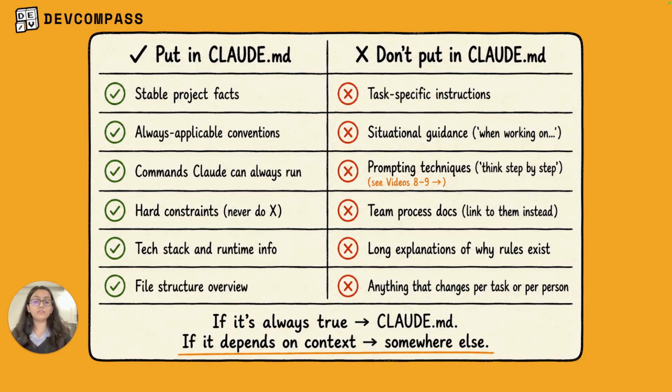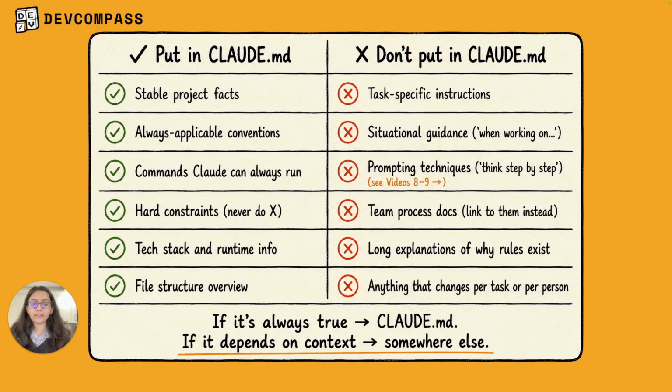The second one is always-applicable conventions. For example, camel case for all functions is always true. But if it is situational guidance, for example, "When working on the auth module, please be extra careful with token expiry," it only applies sometimes, so it will not belong in a markdown file. Third, commands that Claude can always run, like run tests with npm test. It is a permanent fact, okay?